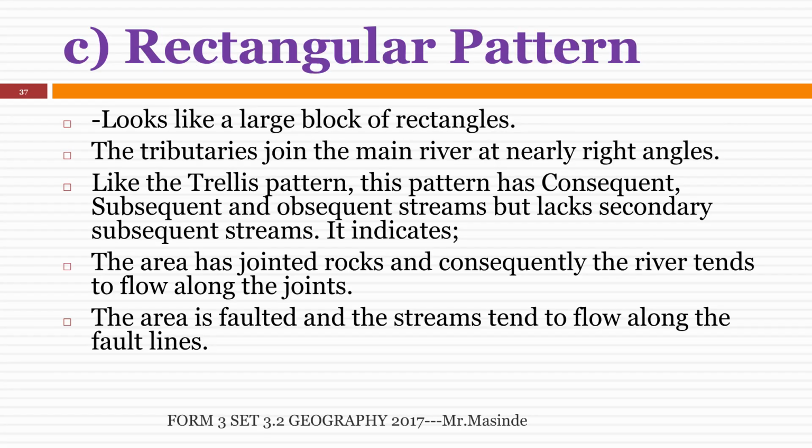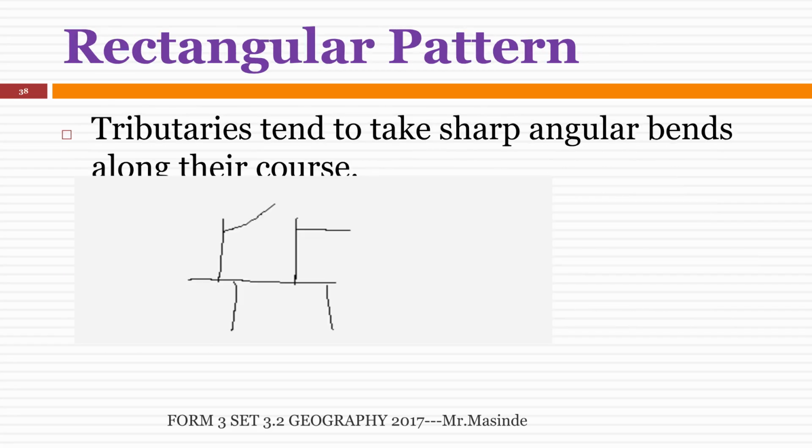The rectangular pattern looks like a large block of rectangles. Tributaries join the main river at nearly right angles, often indicating jointed or faulted rocks, causing streams to flow along lines of weakness. In the rectangular pattern, tributaries often take sharp angular bends along their course, distinguishing it from the trellis pattern by the absence of secondary subsequent streams.